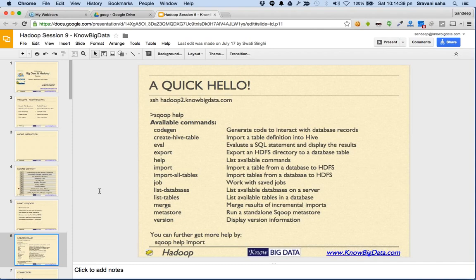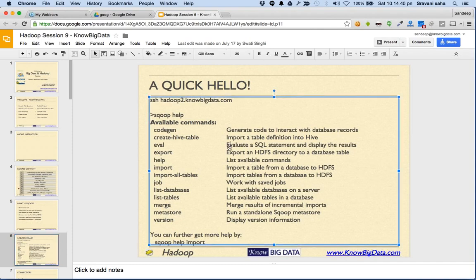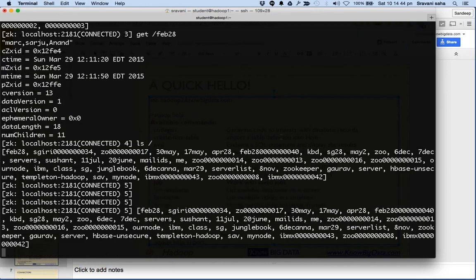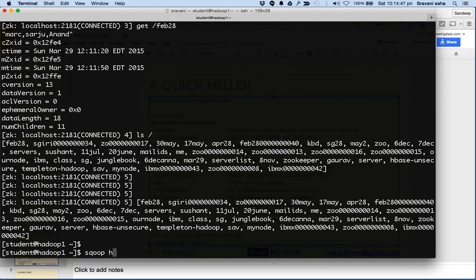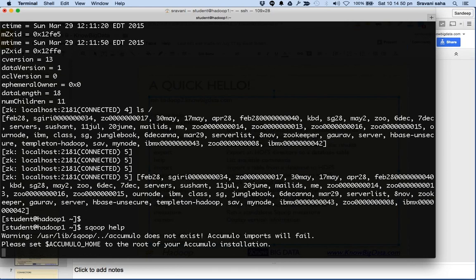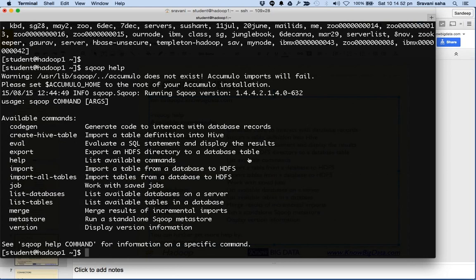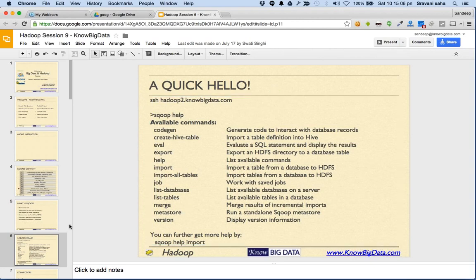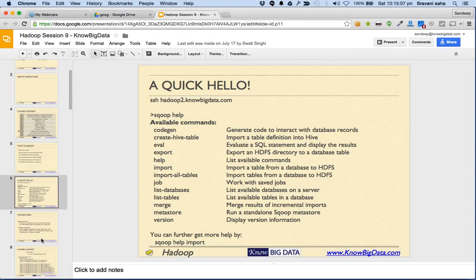Okay, so the command line of Sqoop looks like this. If you go to the command line, you can say sqoop help. You get this list of commands which are available. Out of this, we will take care of export and import, and we will also talk about create Hive table. You can go through the list of commands and understand what each one of those does.